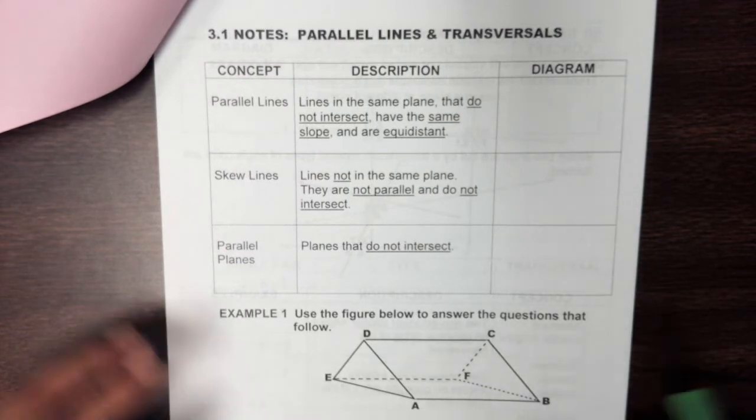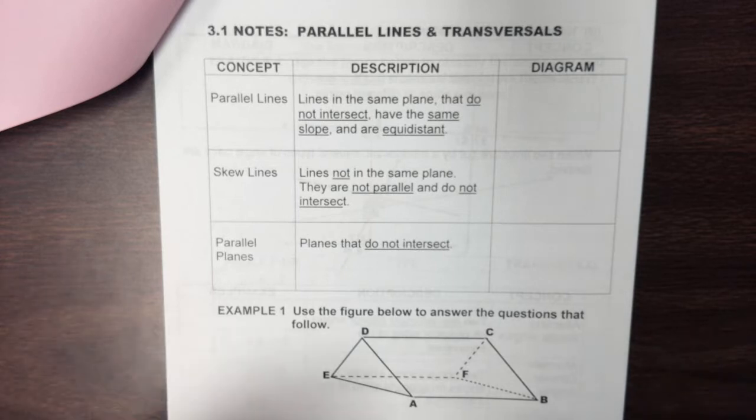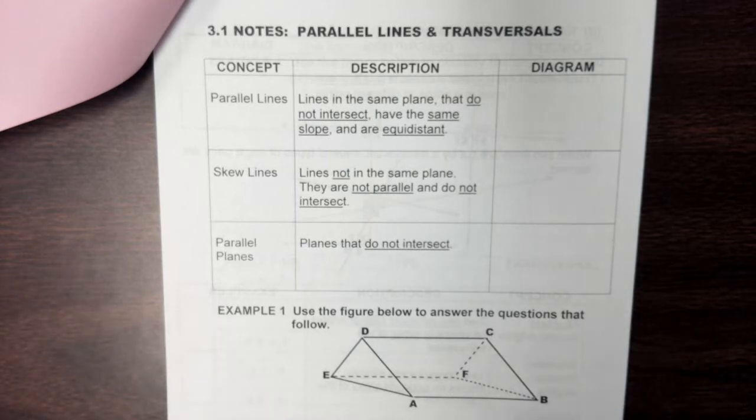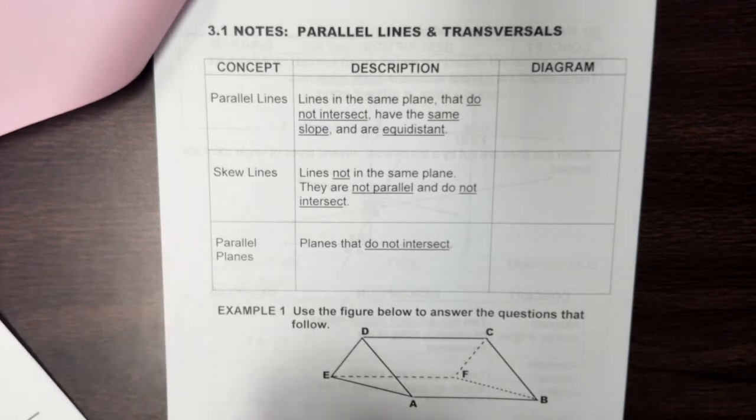3-1 is parallel lines and transversals. We kind of dabbled a little bit on this last class, but this is just to help give you a visual representation of what we're going over. So parallel lines are lines in the same plane that do not intersect, and they have the same slope and are equidistant.